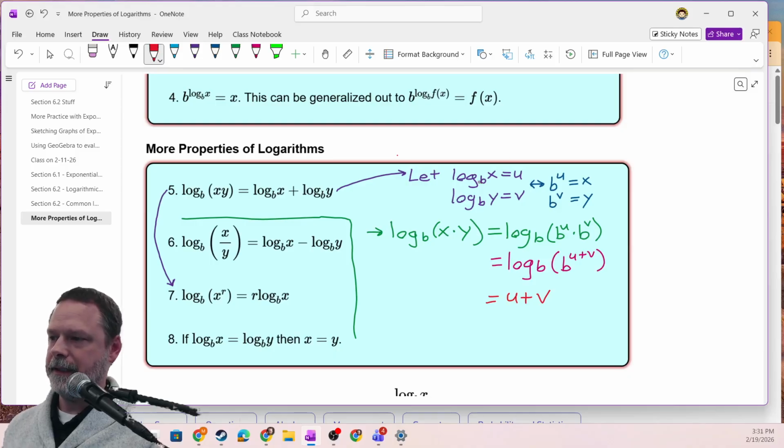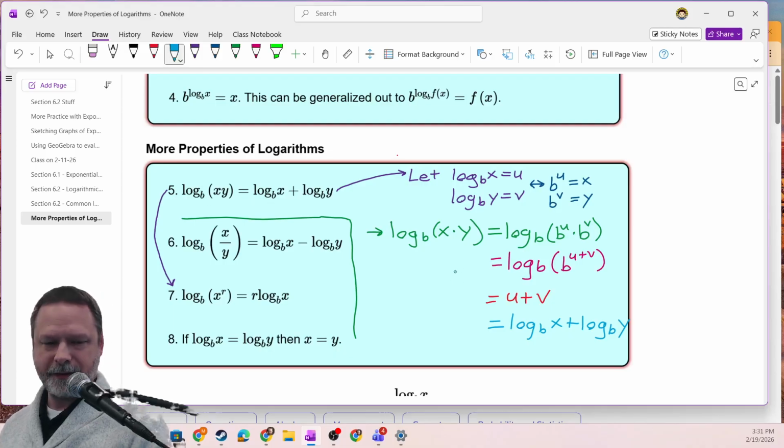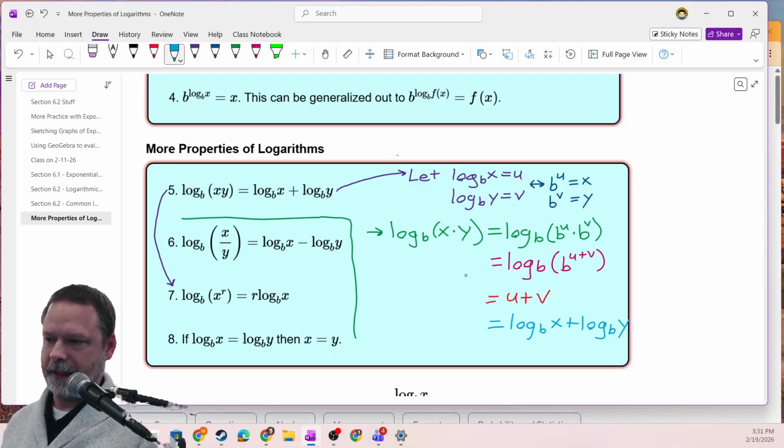And then what was u again? What was v? u is log base b of x. v is log base b of y. We're done. Log base b of x plus log base b of y. So there is our explanation or proof of property 5. It's a very neat little proof there.